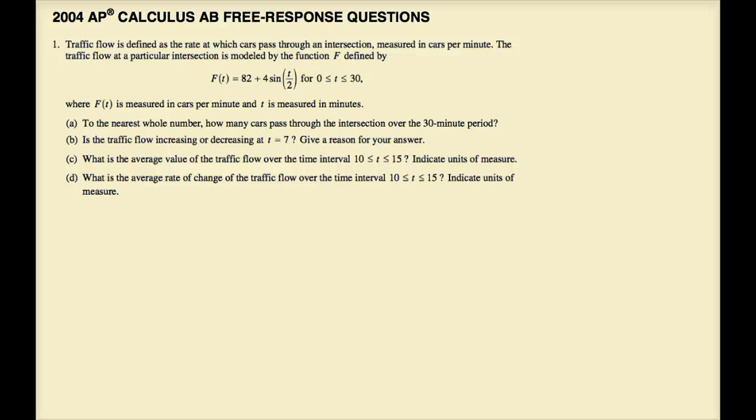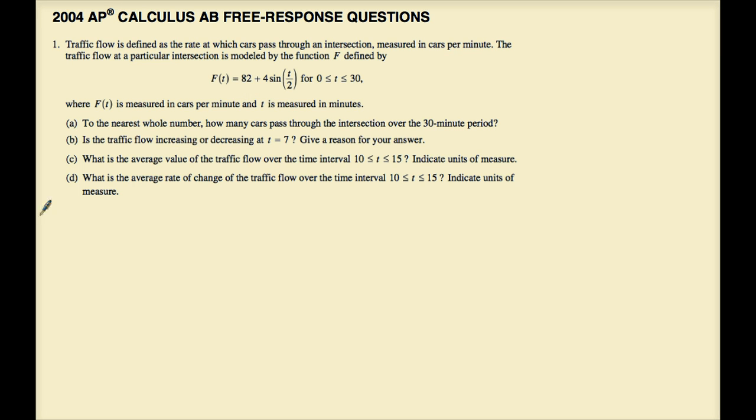The traffic flow at a particular intersection is modeled by the function f, defined by f of t equals 82 plus 4 sine of the quantity t over 2 for 0 less than or equal to t less than or equal to 30, where f of t is measured in cars per minute and t is measured in minutes. So once again, we have a rate function measuring cars per minute. Integrating this rate function will give us a quantity of cars passing through the intersection on a given time interval.